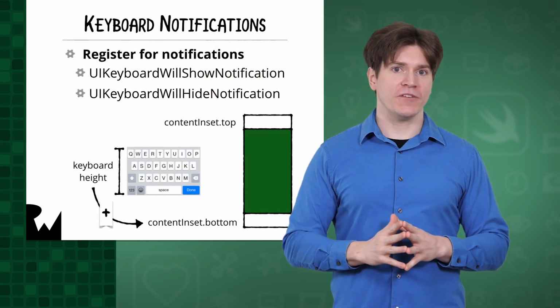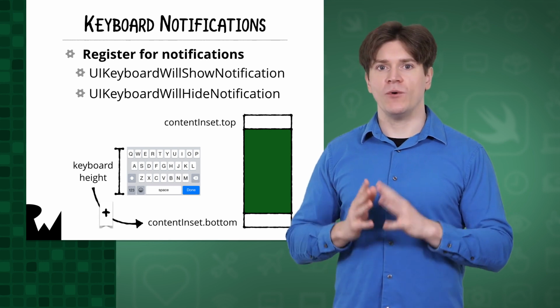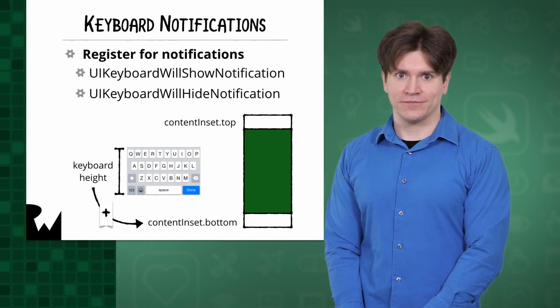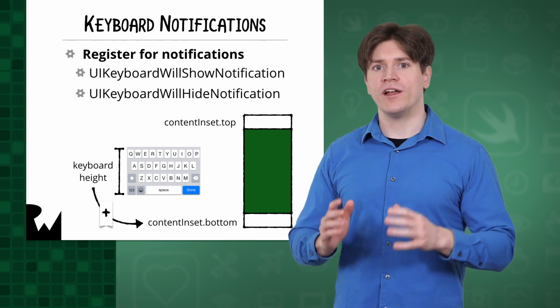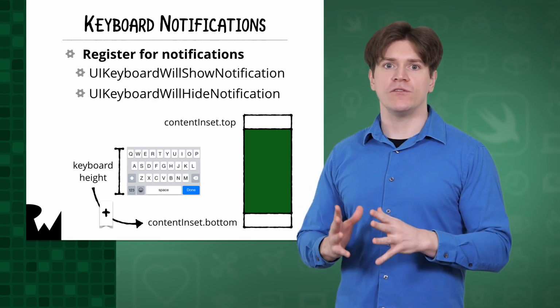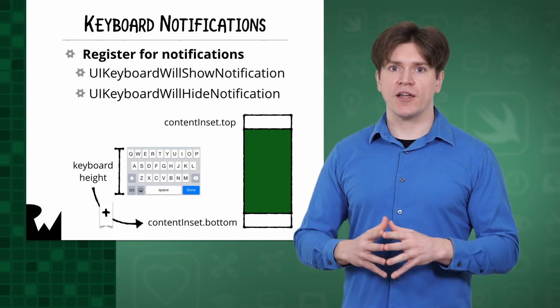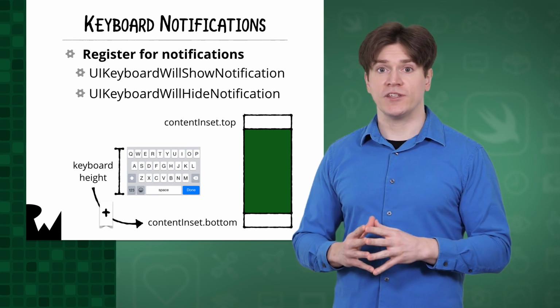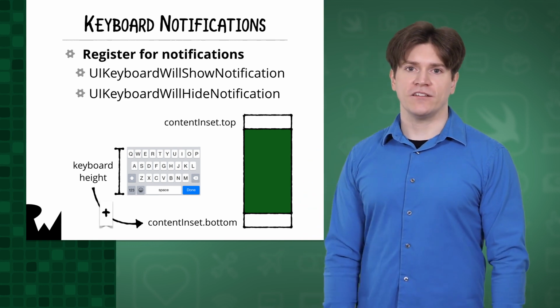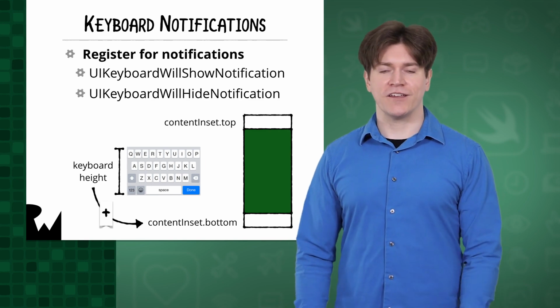There are 2 system notifications that you can listen for. UIKeyboardWillShow notification and UIKeyboardWillHide notification. These notifications will let you run whatever code you'd like when the keyboard is about to show or hide. They can also give you useful information like the size of the keyboard. We'll use this opportunity to change the bottom scroll view content inset to account for the keyboard size. We'll add to the insets when the keyboard appears, and then subtract the same amount when it hides again. Let's give it a try.